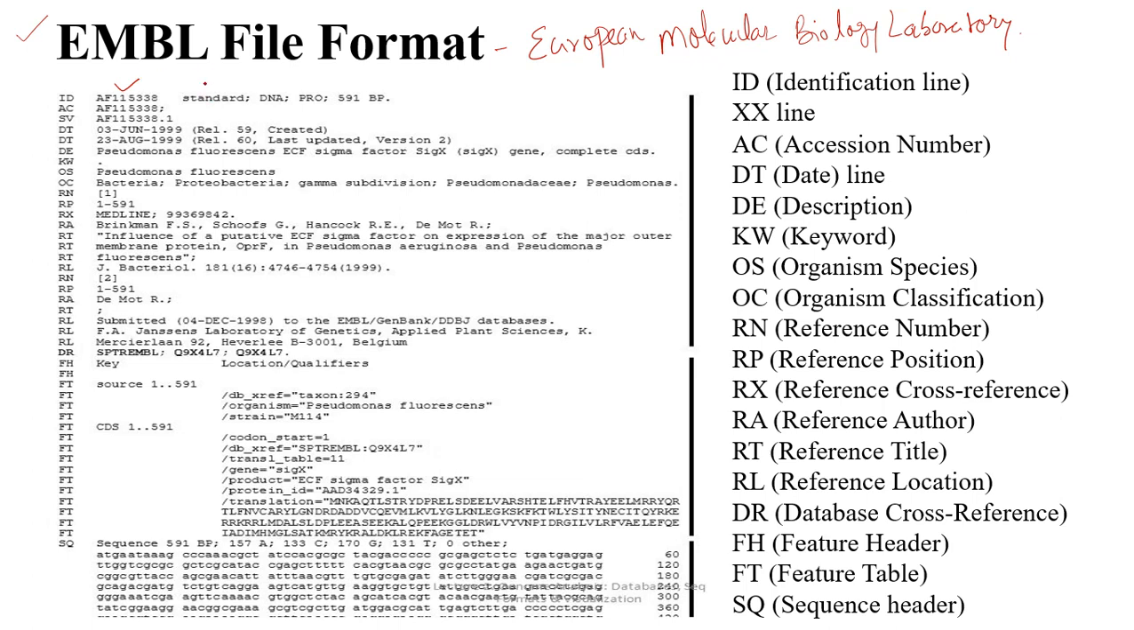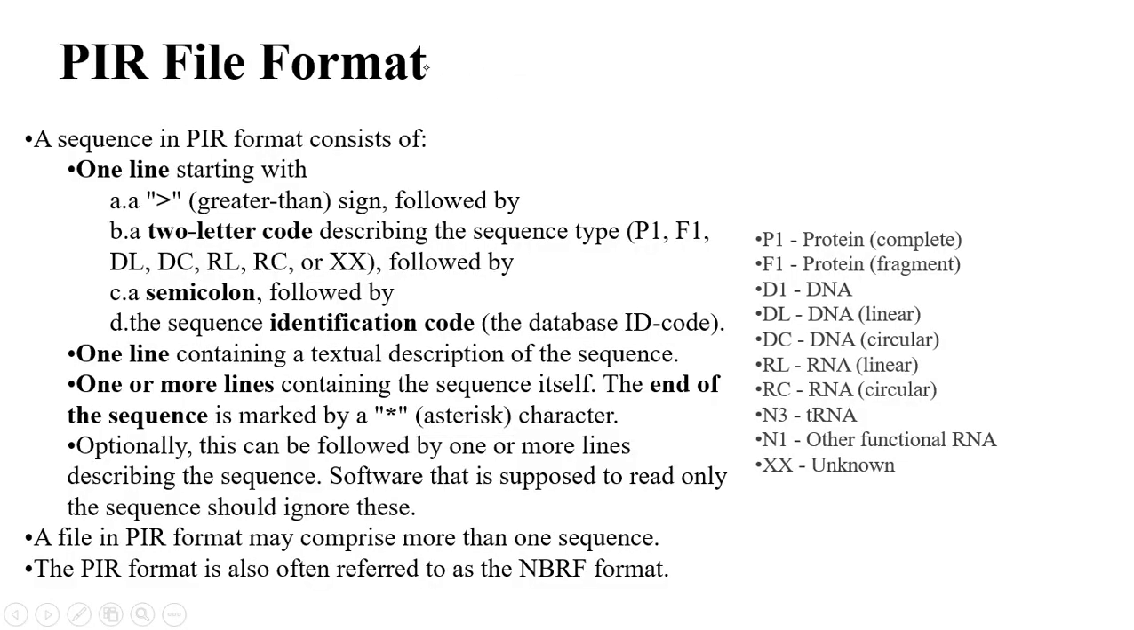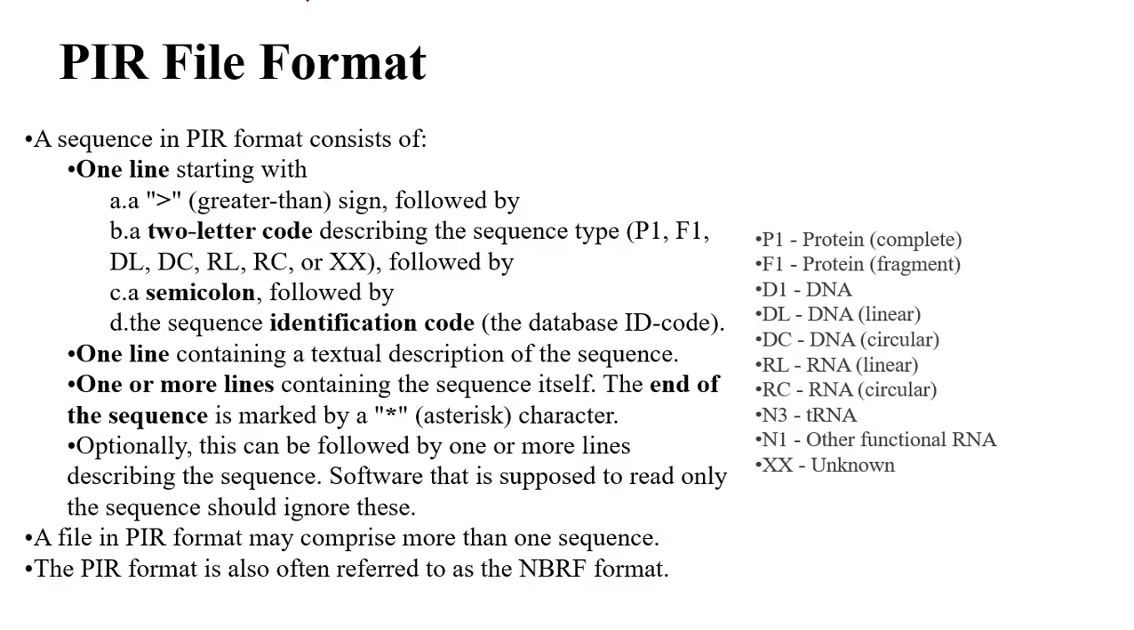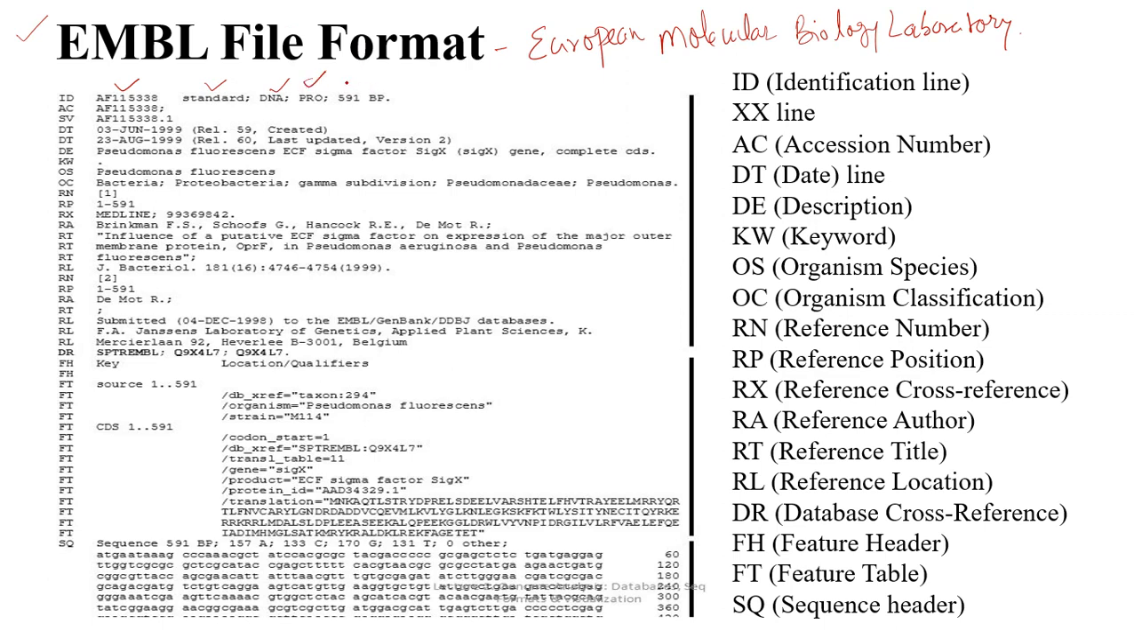Here it's the accession number, it is a standard DNA. Let's see what it is. It is protozoa, 591 base pair. And there is no date of submission in the ID line. Okay. So ID stands for identification. See, I have given all the meanings over here. You can just pause the video and relate it.